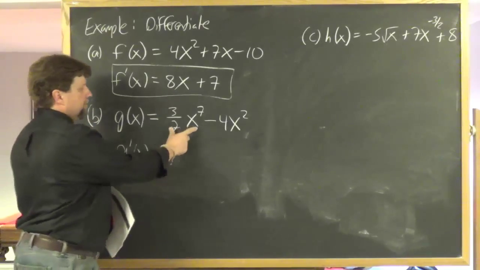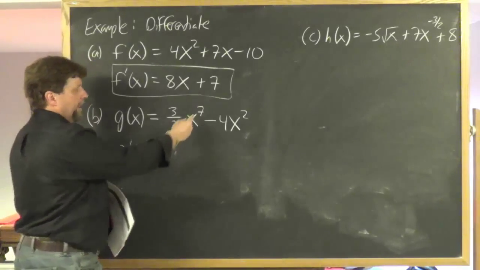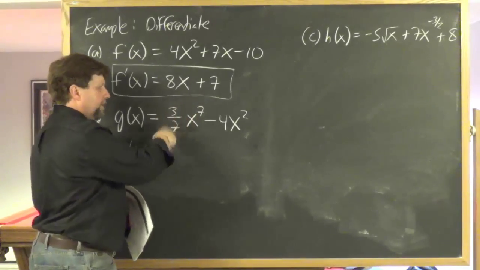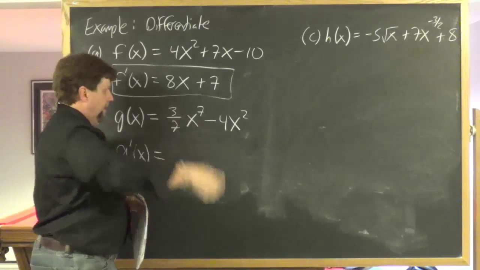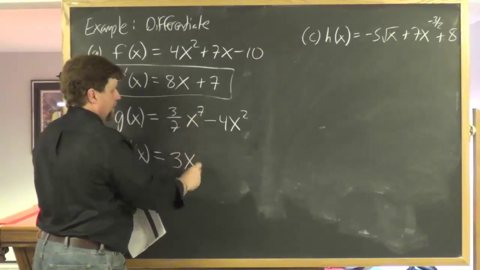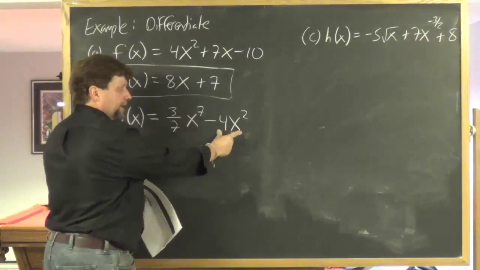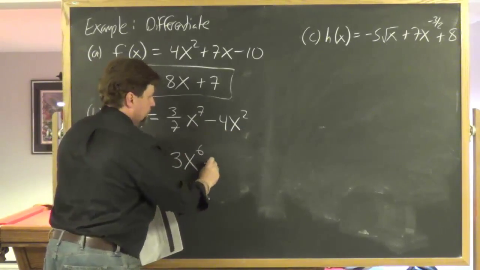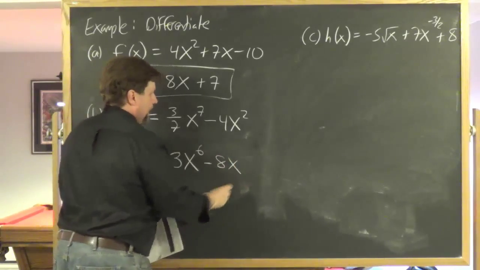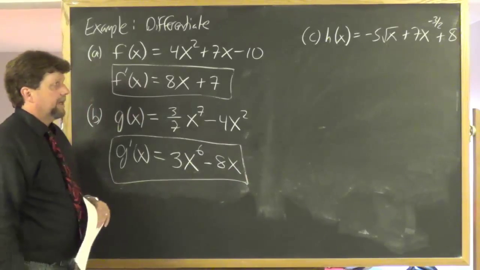So let's look at the first term here. Hey, we get to use the constant multiple rule again. So the 7 comes out front, 3/7 times 7. That's kind of cool. That just leaves us with the 3x, subtract 1 from the exponent, which is 6. Constant multiple rule here on the second term gives us a minus 8x. So that's the derivative for part B.